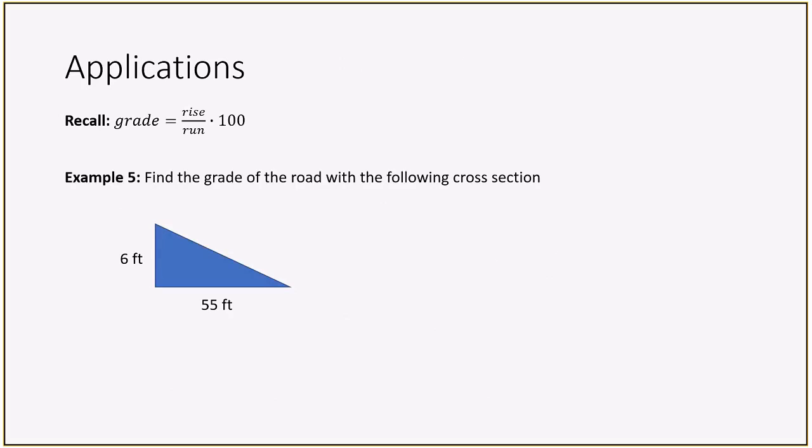So we have this cross section here. We want to find the grade of the road of the following cross section. So I'm going to do rise over run, which gets me 6 over 55. That gets me 0.109. And sure, I can follow the formula directly, but that's kind of dangerous to do in any math class. So instead, I'm going to use the fact that grade's a percent, so I want to take that and convert it into a percentage. Well, I move the decimal right twice. I get 10.9%.